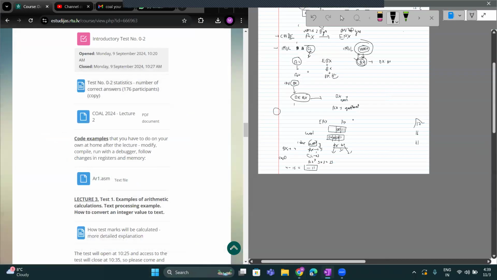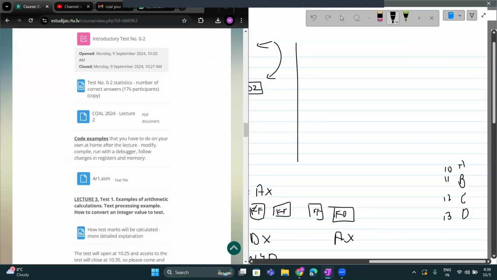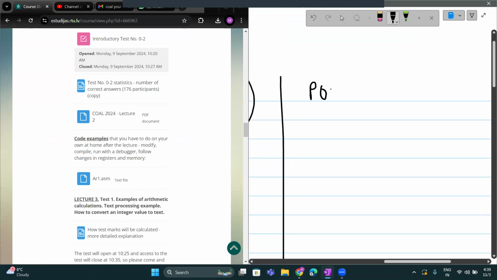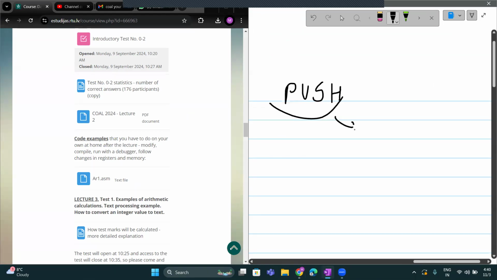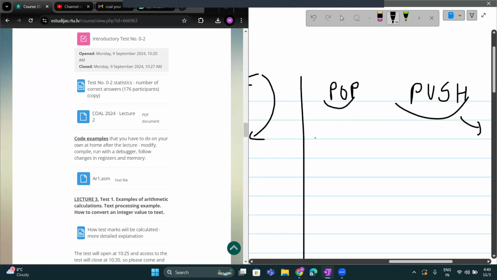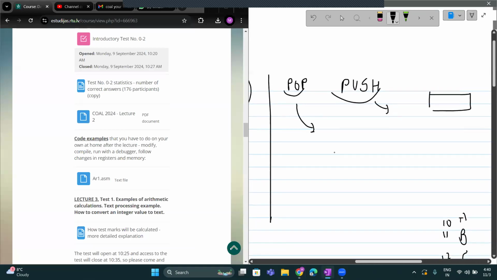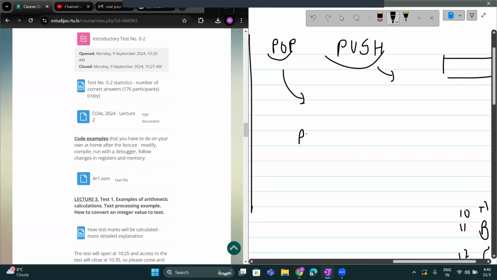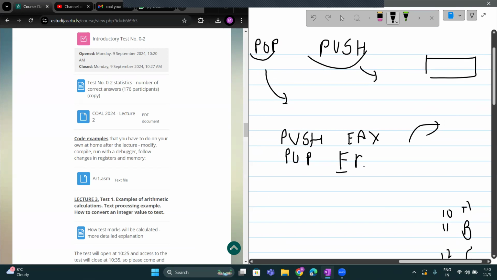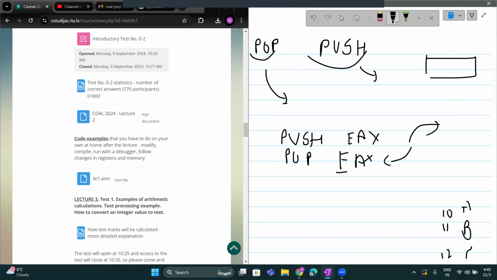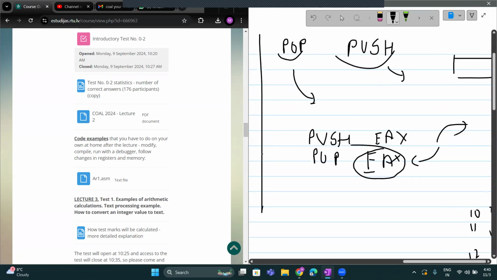One more simple instruction pair we can learn is push and pop. These are common simple instructions which push a value on top of the stack, and pop the value out of the top of the stack. So push EAX means it will push the EAX value on top of the stack, and pop EAX will take the value from the top of the stack and save it into whatever is written here. That's push and pop.